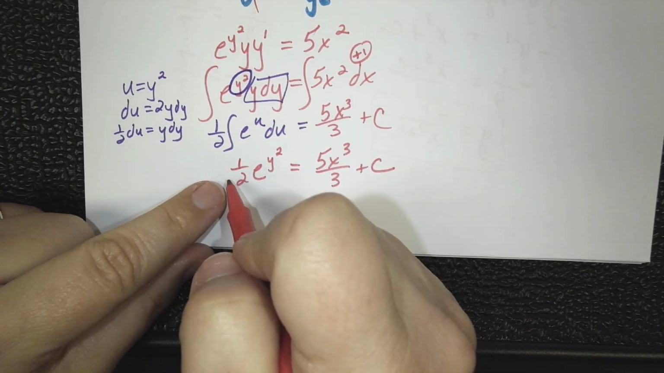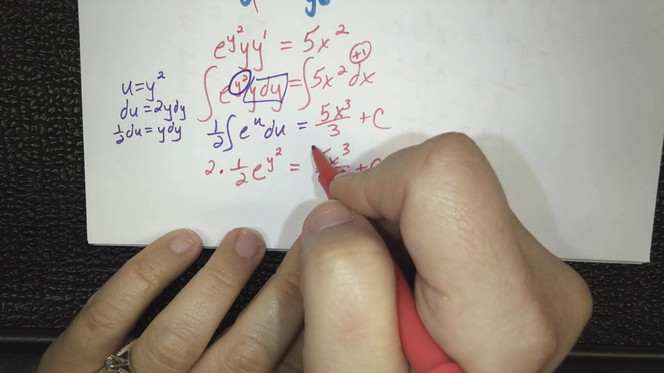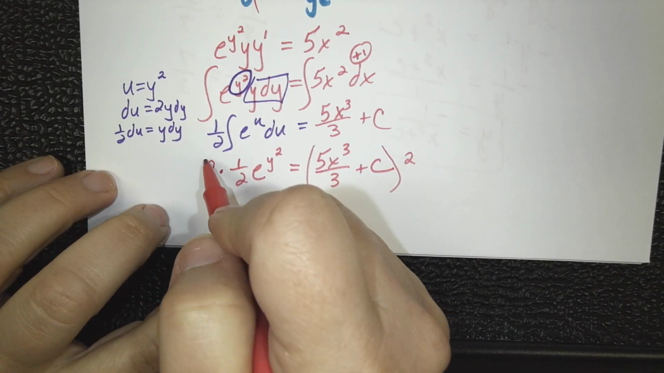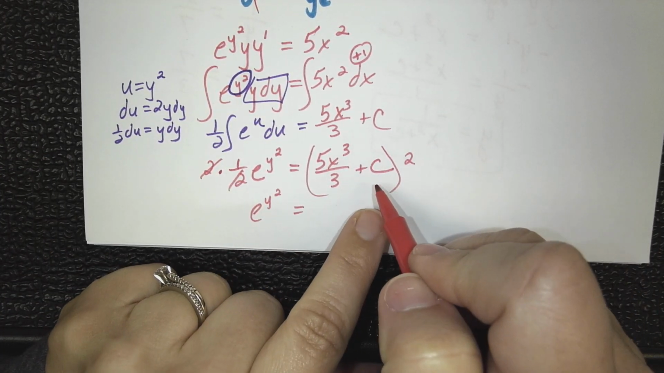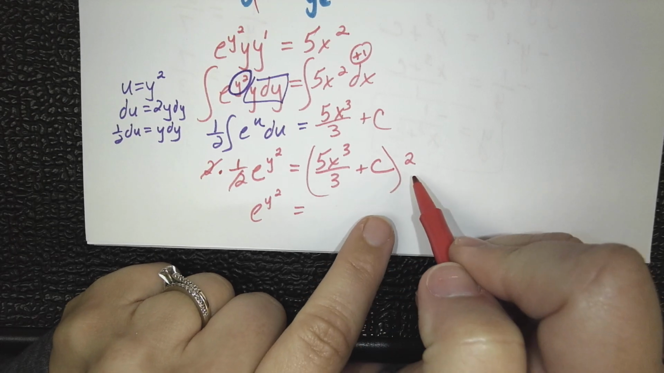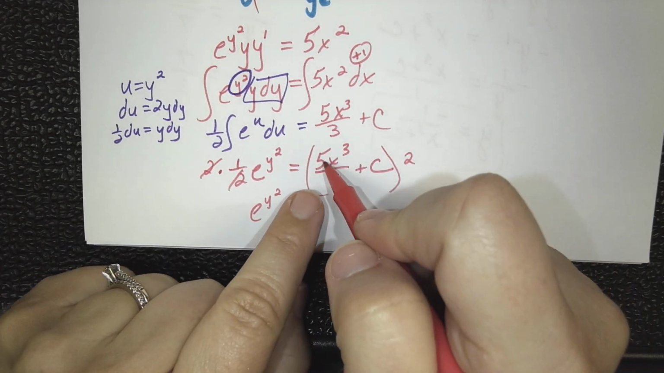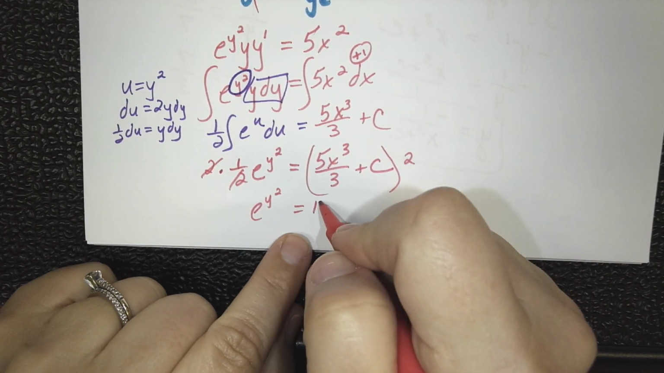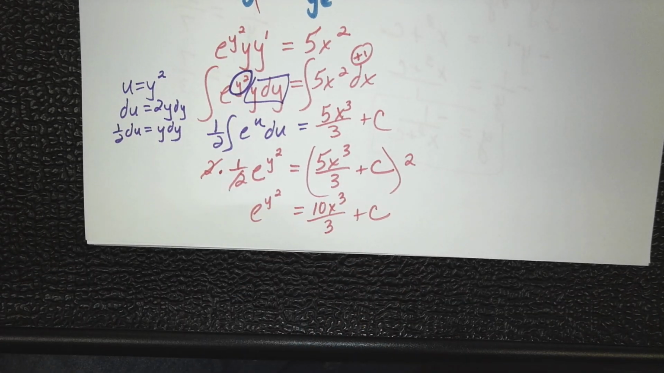Okay. First thing though, I want to get rid of the 1/2, so I'm going to multiply by 2. Let me explain something: when you multiply by 2, you do not have to distribute the 2 to the c, because the c is already known to be a constant. We already know it's going to be some kind of constant. But the 2 does need to distribute to this. So this does need to become 10x³ over 3 plus c. You just leave it as plus c.